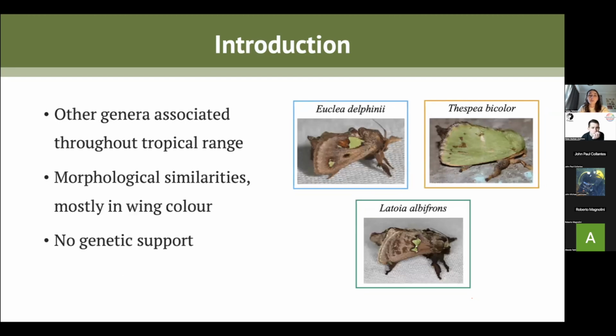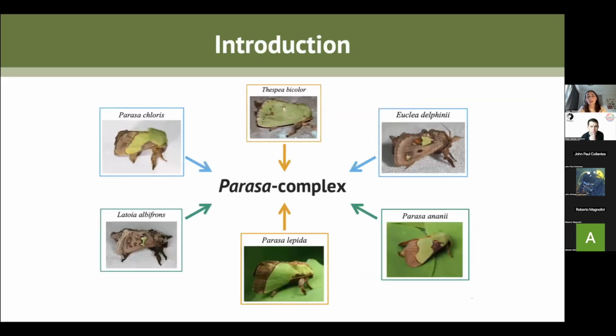Finally, to add some taxonomic confusion, Parasa has a rather convoluted history, and there are currently many other genera also associated with Parasa due to morphological similarities. For example, these 3 Limacodid genera here, Euclea from the Americas, Latoia from the Afrotropics, and Thespea from Asia, are considered to be closely related to Parasa as they also have some green and brown on their wings. This conclusion is supported by morphology only, and it has never received any genetic support. So this group containing Parasa and the associated genera is referred to as the Parasa complex.